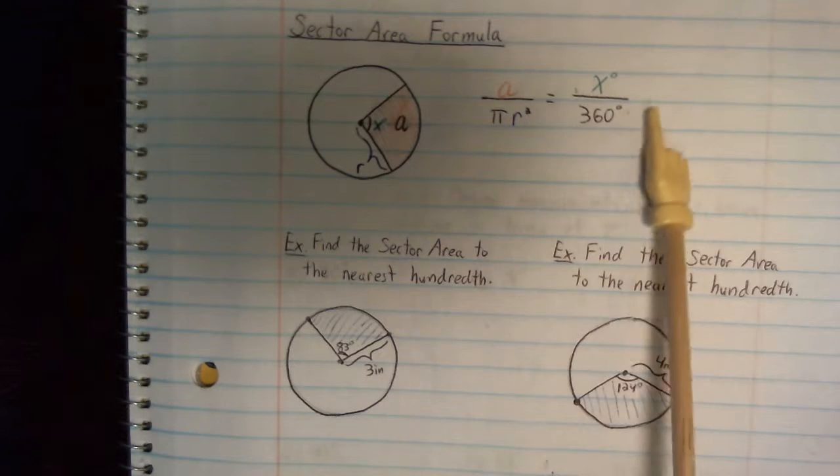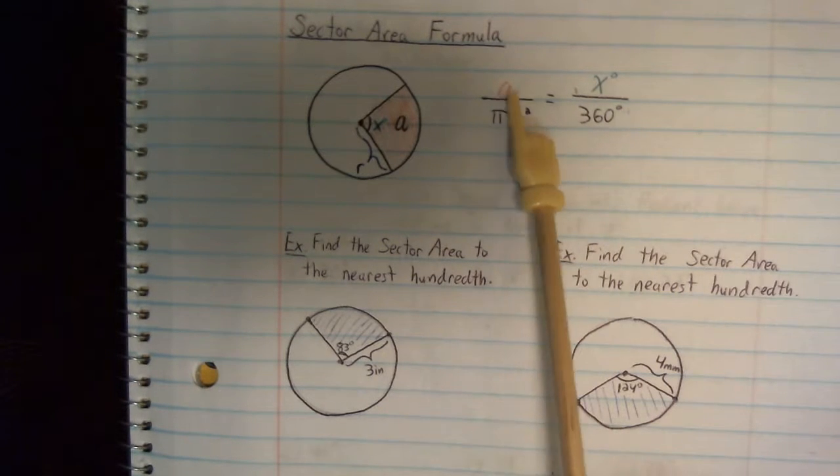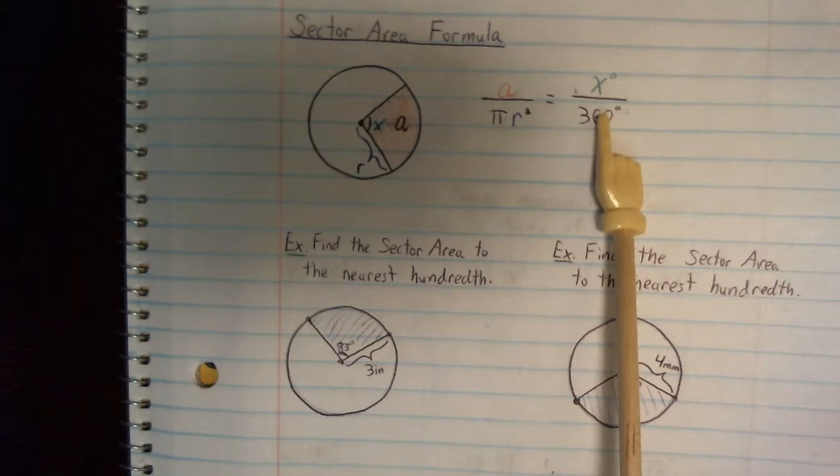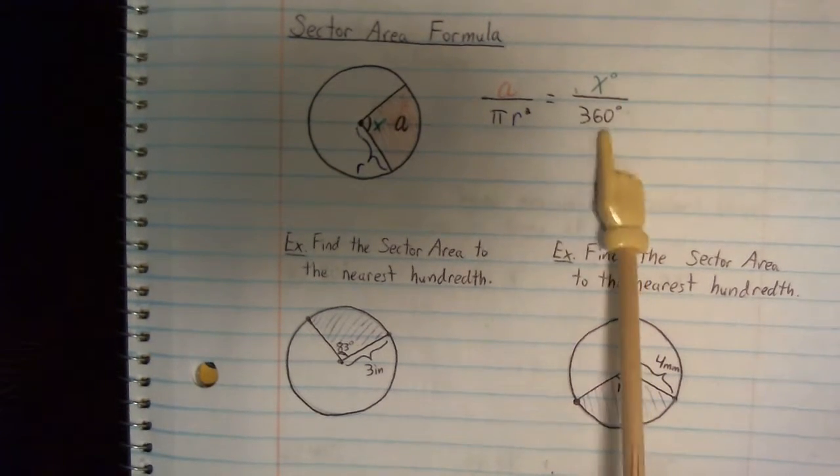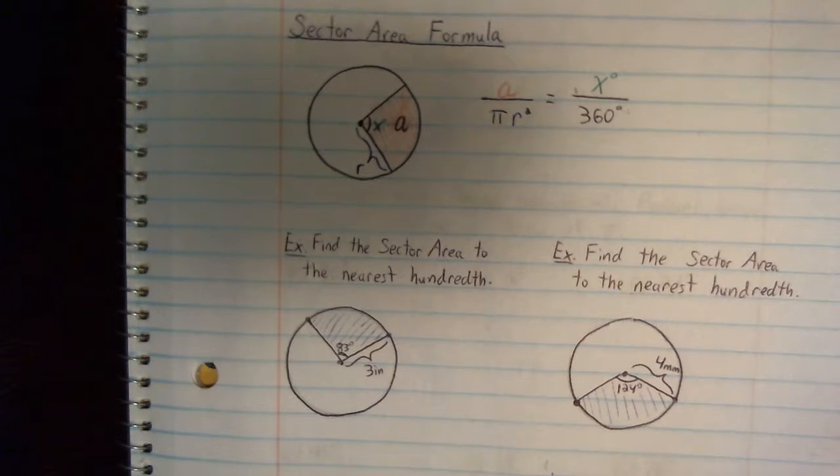It looks very similar to before. Before we had length compared to circumference equals angle over 360. Now we have area over area of a circle equals x over 360. So it's basically the same thing. It's going to work the same way as well. Okay, we're just going to plug in, perform what they ask us to do, and then solve.